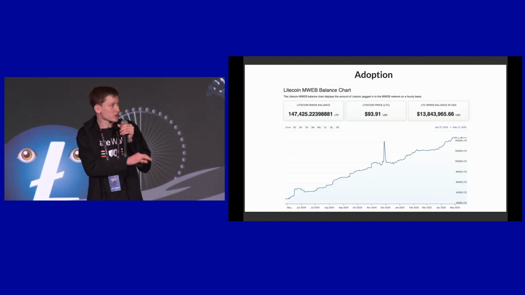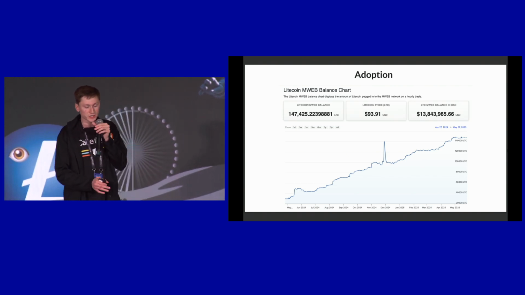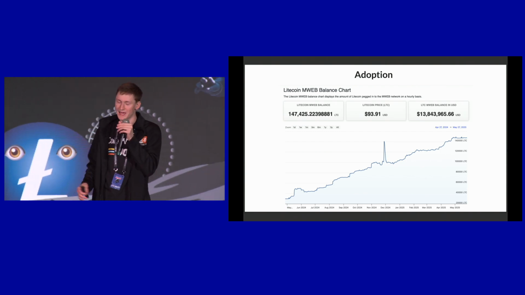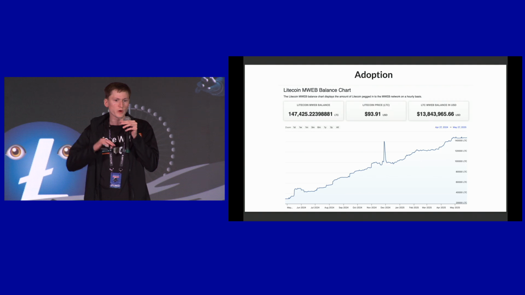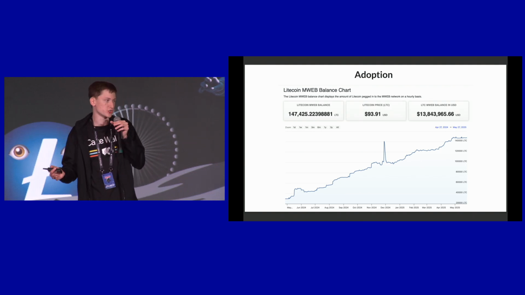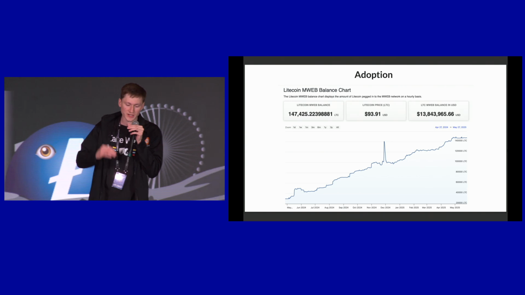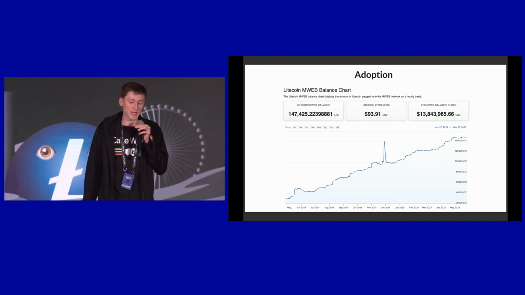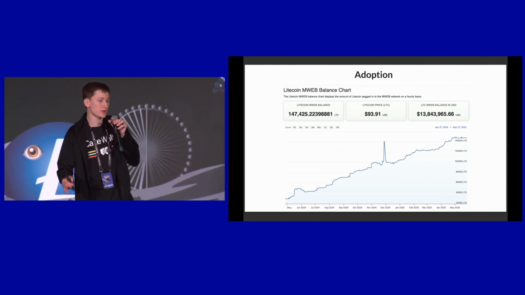And I want to quickly just go over the adoption. This is really, really impressive. So last year, back when we initially announced MWEB support within Cake Wallet and we had a beta come out, there was less than around 40,000 LTC within the MWEB balance sheet totally. And then we announced MWEB, and it spiked up a bit, but since then, it's been around a year, not even a year actually, and there's almost 150,000 LTC on the MWEB balance sheet, which is huge.